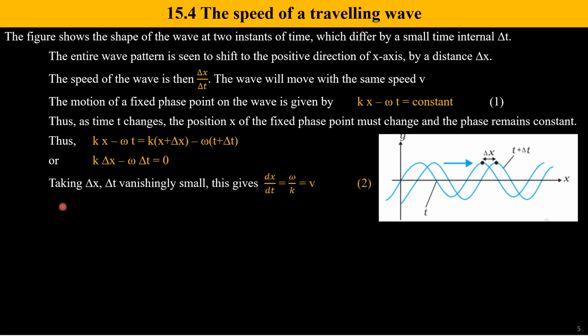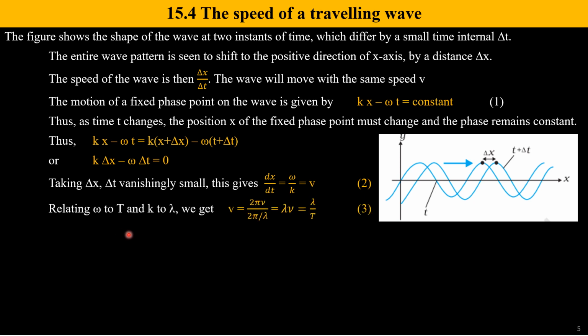So relating omega to time period capital T, and k to lambda, we get v is equal to omega, which is 2 pi nu, divided by k, which is 2 pi by lambda. Simplifying, that is equal to lambda into nu, which equals lambda by T, since nu is 1 over T. So v is equal to lambda by T. Let it be equation 3.